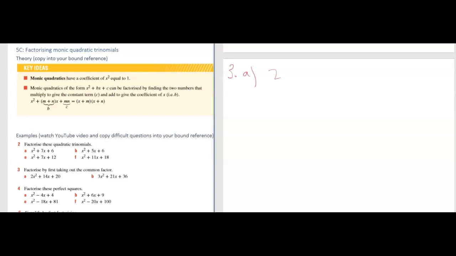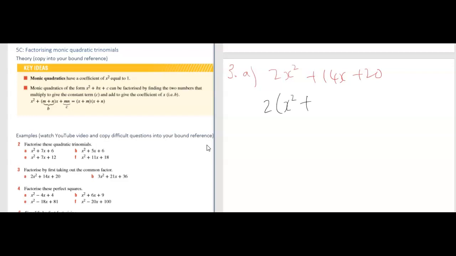Okay, so we've got 2x squared plus 14x plus 20. And the question has kind of given it away: taking out the common factor. Now, you should always take out a common factor if you can. At the moment, you can see it's not monic because the coefficient of x squared is 2, but we can take out the common factor of 2. Now that makes it monic.